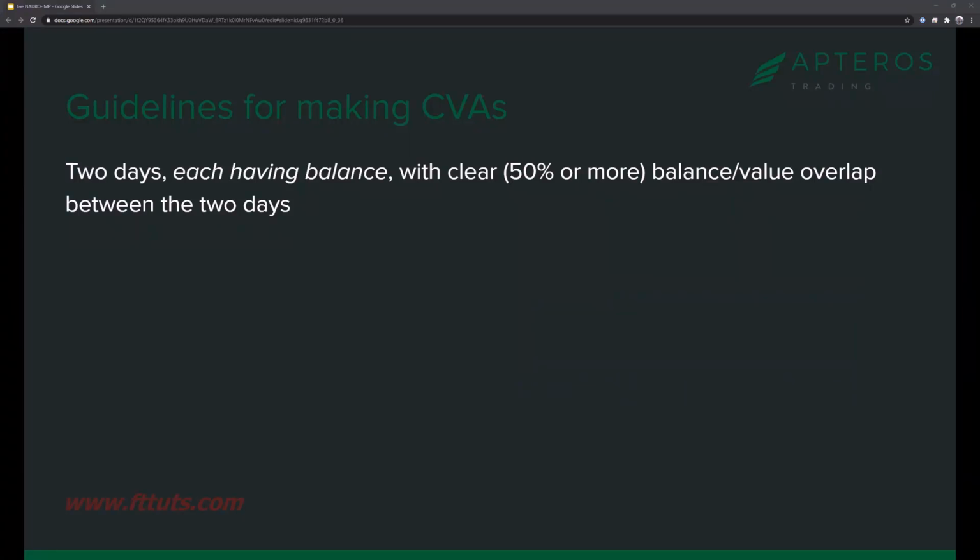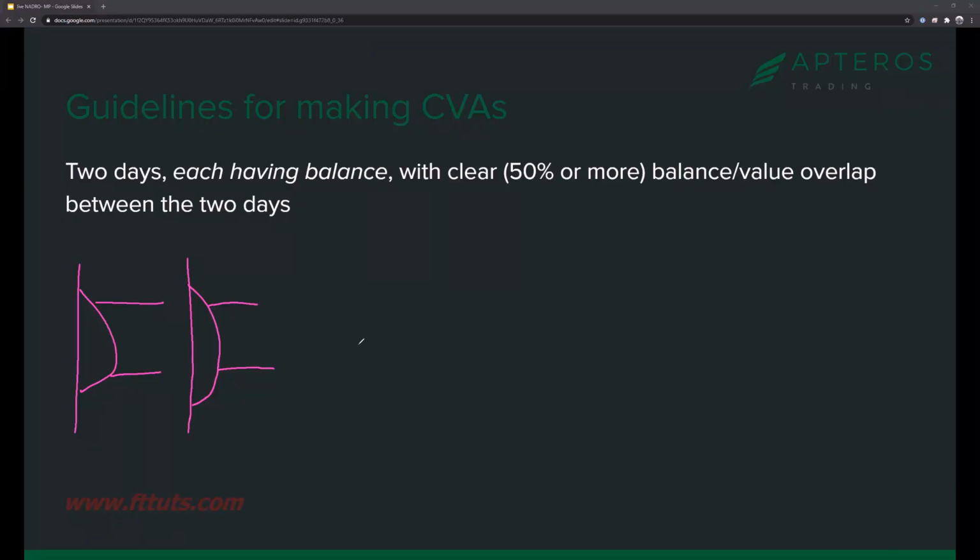Guidelines for making CVAs, okay? Two days, each having balance of their own, with a clear 50% or more value overlap between the two days, all right? That might look like this, to give you the most perfect example that could ever exist. Those days are going together. We're going to merge them into one profile, which we call a composite.